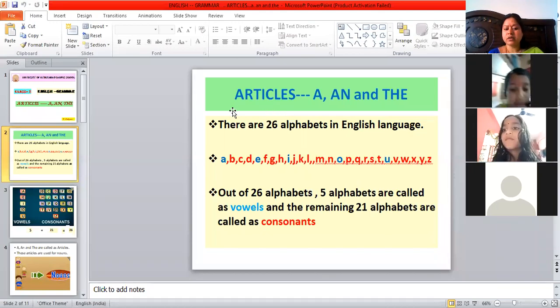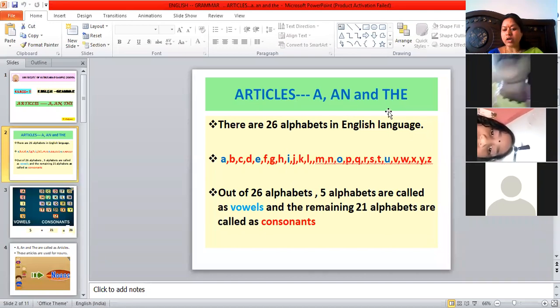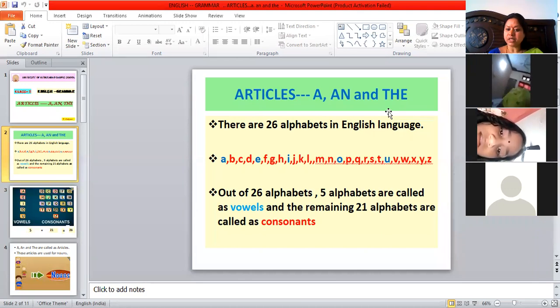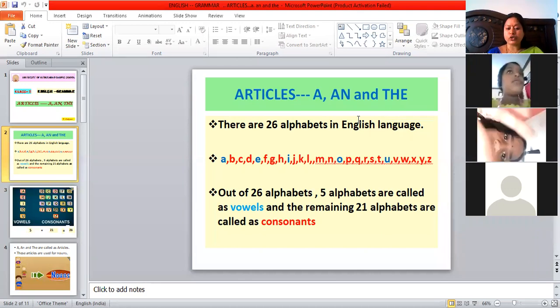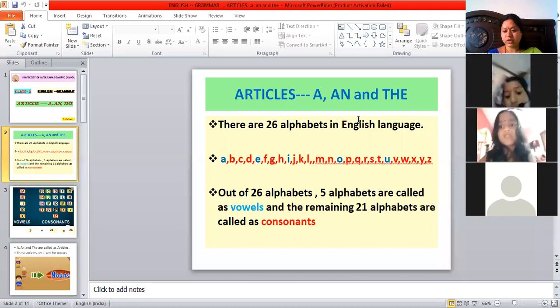Now see, children. Now listen. Articles: a, an, and the are called articles. So before that, you should know how many alphabets are there in the English language. Can anybody tell me how many alphabets are there in the English language?